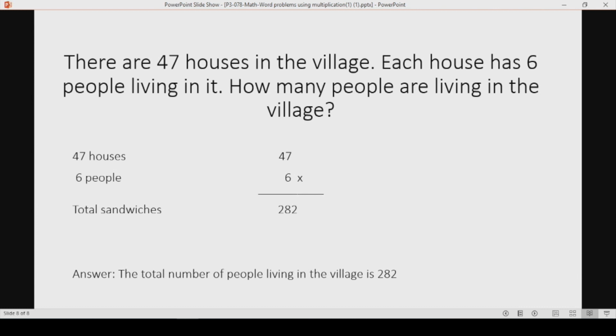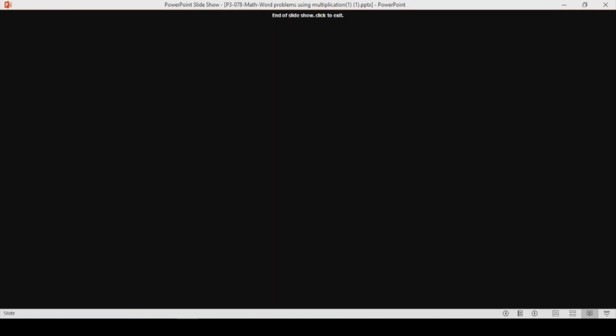Therefore, ready? The total number of people living in the village is 282. And this is how we do word problems using multiplication. Any questions? No. Excellent, guys. Well done.